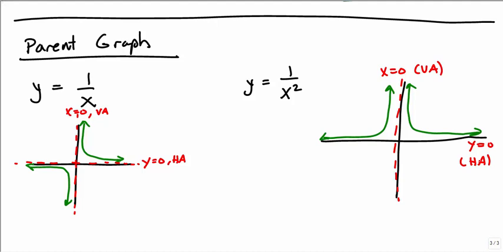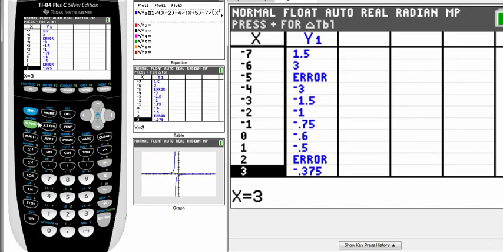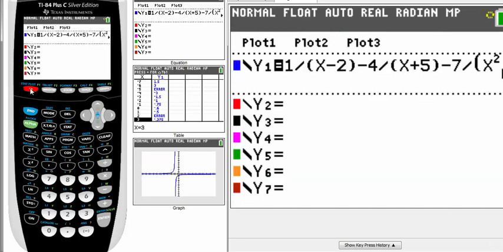Now if I had 1 over x cubed, it's going to follow through with 1 over x because both of their exponents are odd. If I had 1 over x to the fourth, it's going to follow similarly with 1 over x squared because both the exponents are even. So those are our basic graphs. Now if I graph these on a calculator, they're going to look a little different perhaps. Sometimes what happens on the calculators is that they connect the dots for the asymptotes.